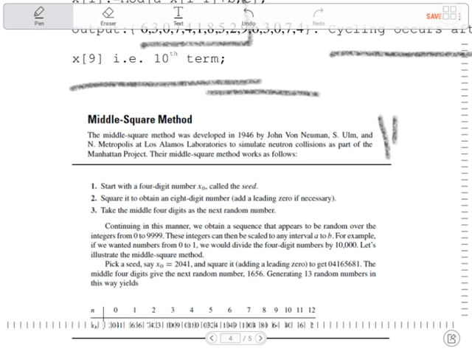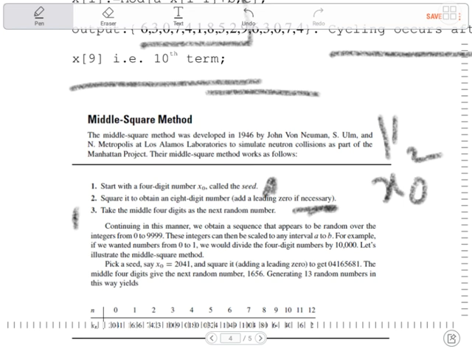Start with a 4-digit number x0 called the seed. Square it to obtain an 8-digit number. That means x0 squared you have to calculate. Add a leading 0 if necessary. When is it necessary? That depends on the next step. What is the next step saying? Take the middle 4 digits as the next random number.